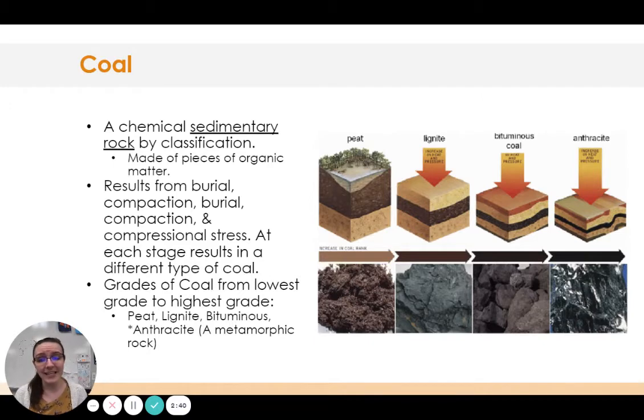Then there is lignite, which we have a lot of here in Texas. It is a light gray coal. It is still pretty smoky. It is not super energy efficient. Then there is bituminous, which is better and is getting cleaner. And then there's anthracite, which actually has been compressed so much that it has gone through a metamorphosis and is now a metamorphic rock. And anthracite is the most energy efficient coal.